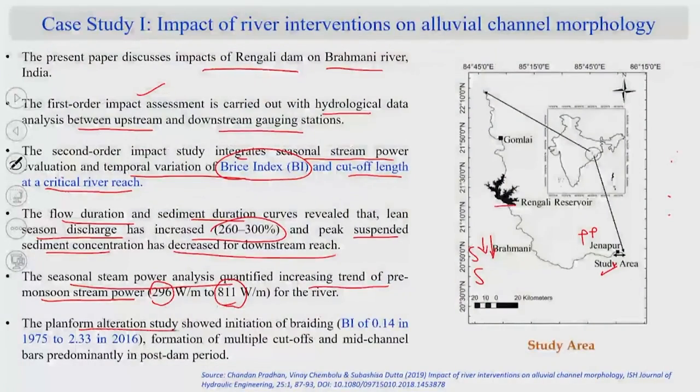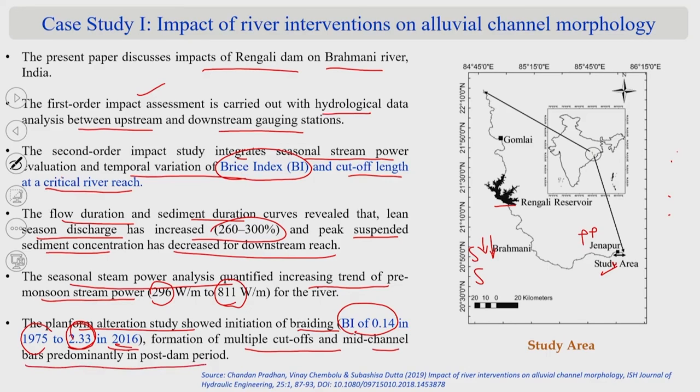The planform alteration study shows that the Brice index, which was 0.14 in 1975, has gone to 2.33 in 2016. So, after almost 40 years, the Brice index, which indicates how much a river is braiding, has changed. Earlier it was not a braided river, and it is going towards braiding after 40 years of implementing these dam projects, and there is a cutoff and mid channel bar predominantly in the post dam period. We are summarizing these things. If you are interested, you can refer to this paper.